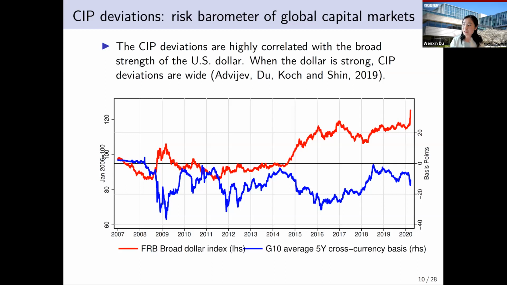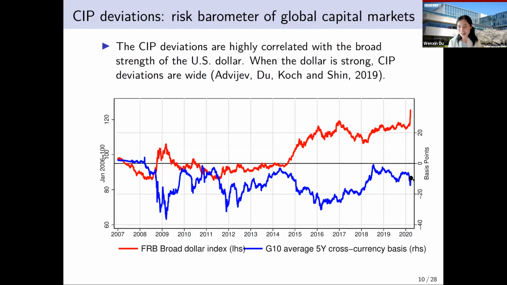So CIP deviations, we know, are highly correlated with broad dollar strength. As you can see from this picture, when the broad dollar is strong, the CIP deviation is wider. So you have this very interesting dollar cycle. If you read Hanno Lustig and Arvind Krishnamurthy's last year's Jackson Hole remarks, they talk about the global financial cycle essentially as a global dollar cycle. That's pretty much what they mean here. You can see it very cleanly from this picture.